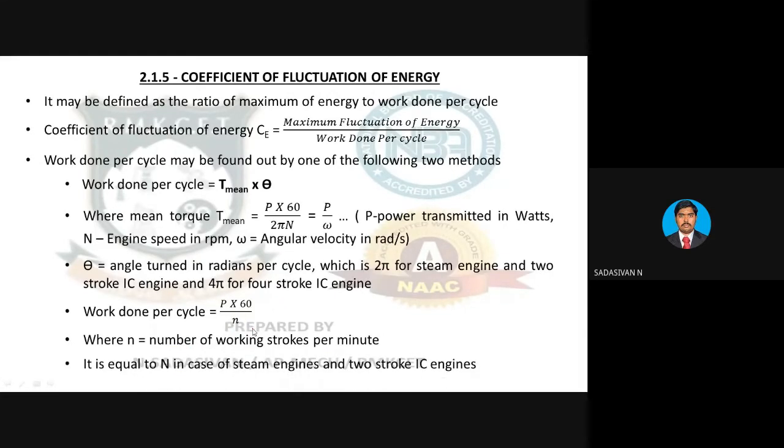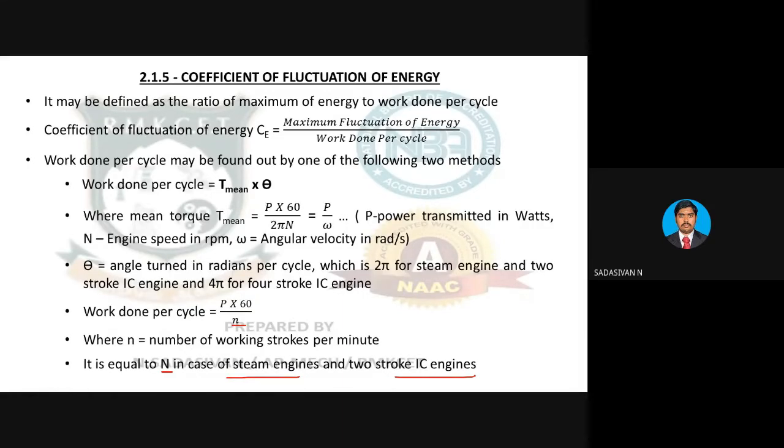I will explain that. In the case of a steam engine and a two-stroke IC engine, the small n is equal to capital N. Capital N is the RPM of the engine. These two will be equal if you get one power stroke per revolution. It happens in a steam engine and a two-stroke engine: one power stroke per revolution.